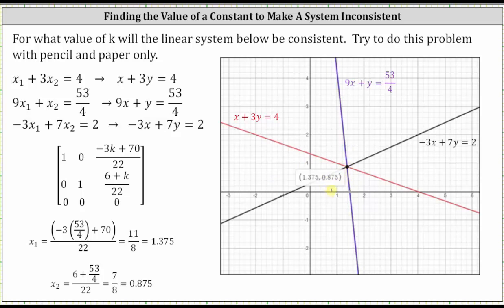Without the graph, if we go back to the augmented matrix in reduced row echelon form, which is this matrix here, we know x sub 1 is equal to the quantity negative 3k plus 70 all over 22, and x sub 2 is equal to 6 plus k divided by 22. To find the values of x and y by hand, we would now substitute 53/4 for k in order to find x sub 1 and x sub 2, which I've shown below. Notice how the solutions do match what we found graphically on the right.